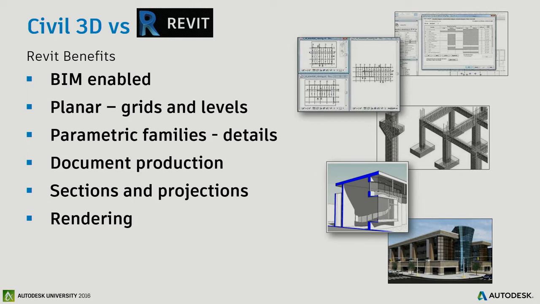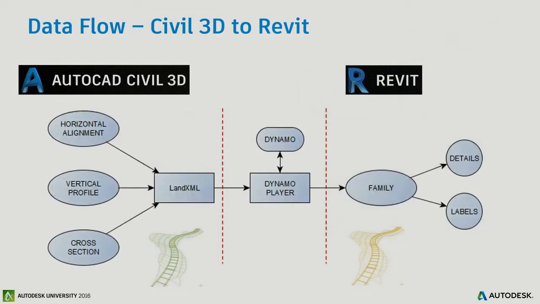So we're dealing with parametric families, and in Civil 3D we're dealing with objects, so that's close. Revit is great for document presentation, and it does fantastic making and cutting sections. Beautiful section work, beautiful details, beautiful documentation, and also beautiful rendering. So we're going to take the best of both worlds and show you how to benefit from this.